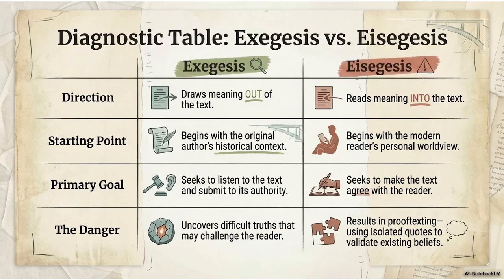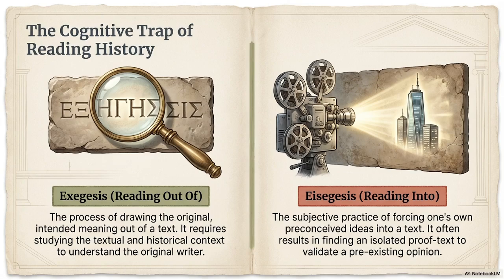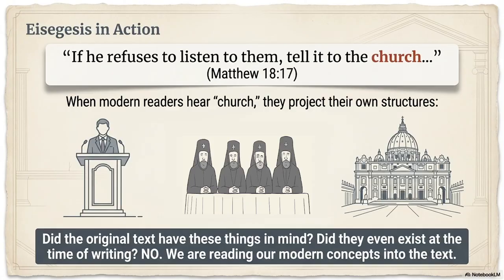Okay, let's unpack this with an analogy because I think this is so crucial. Eisegesis is basically like reading a science fiction novel from the 1800s, seeing the word ship, and assuming the author means a nuclear submarine. That is a perfect way to look at it. Because you're projecting your present reality completely onto the past. You're smuggling a nuclear submarine into the 1800s. You are. And the sources give a really stark example of this using a famous ancient text, Matthew 18:17.